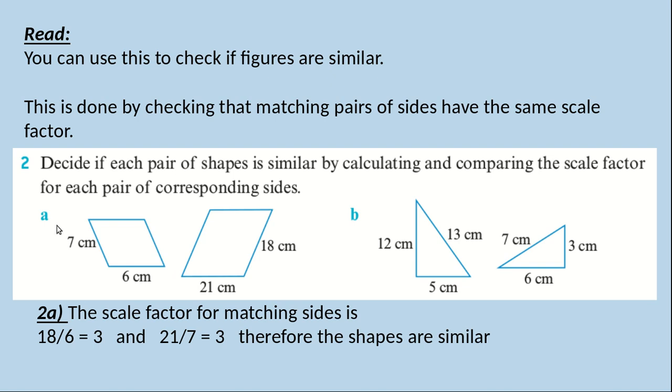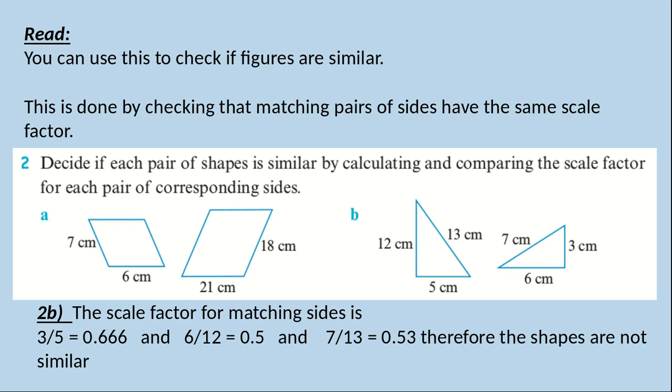Here we go. So if we take our shorter sides, then we have our image length 18 divided by our original length, which is 6, and we get the number 3. So that's our scale factor from those two sides. Then we take our longer sides, 21 and 7, and we do image length 21 divided by original length 7, and that also gives us 3 for the scale factor. So we have the same scale factor between these matching pairs of sides, therefore these shapes must be similar.